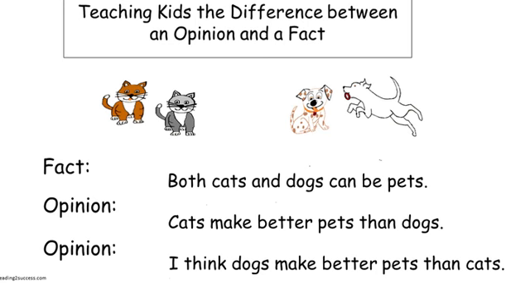Teaching kids the difference between an opinion and a fact is important for both reading and writing. So let's begin by looking at our three sentences, one fact and two opinions. The first one is a fact, and it says both cats and dogs can be pets. The next two are opinions. Cats make better pets than dogs, and I think dogs make better pets than cats.